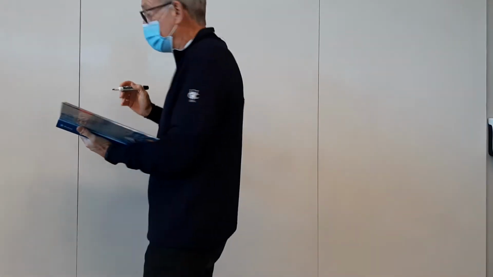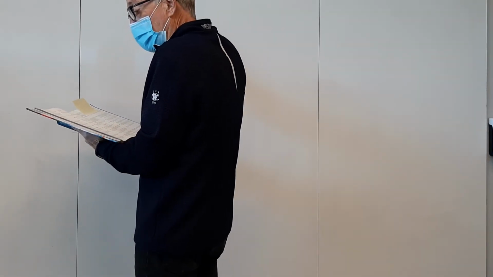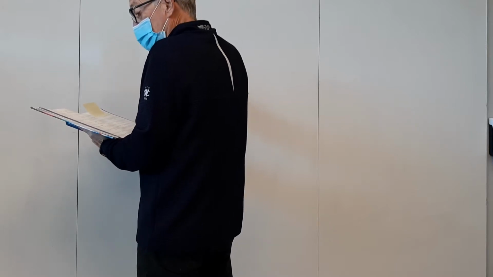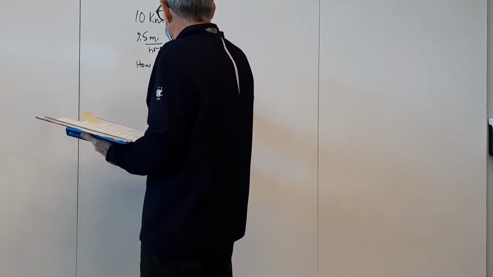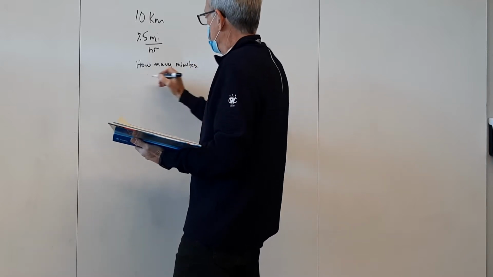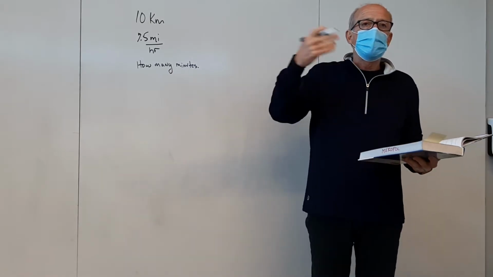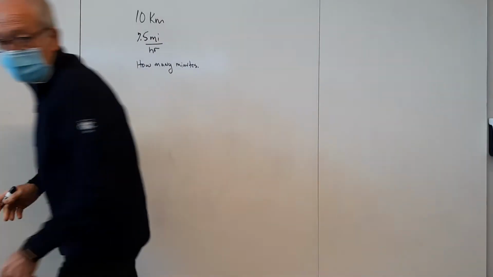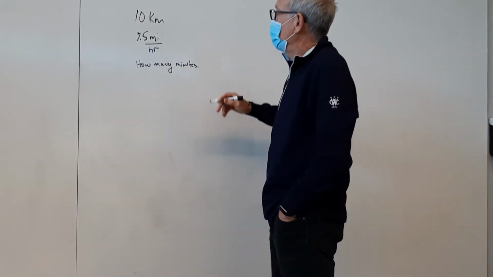A runner runs 10 kilometers. She knows that her running pace is 7.5 miles per hour. How many minutes must she run? How many minutes is it going to take her? Okay. So, I always write down what's given to me. Then I can put away the book. Can they see that? Okay. Jason, can you see that? Okay. So I always write down, here's what we have.